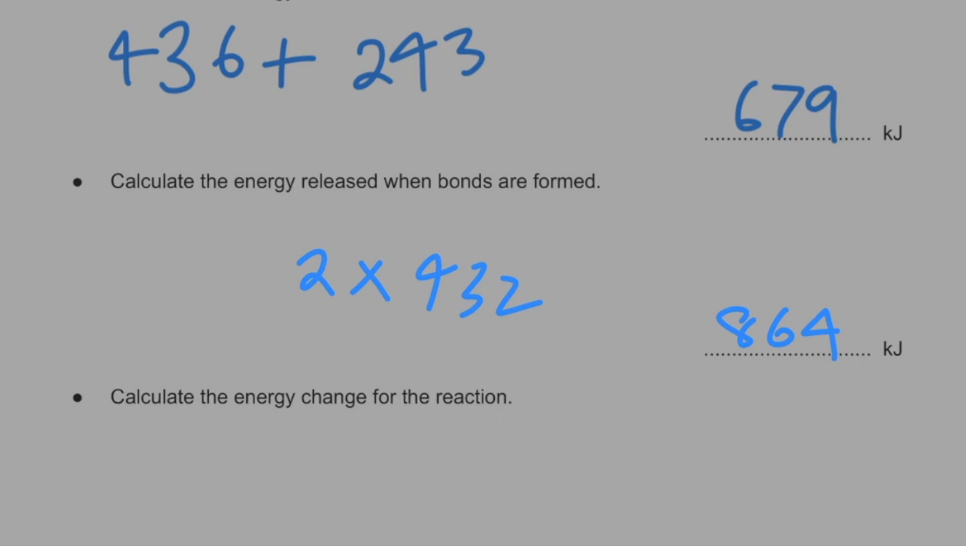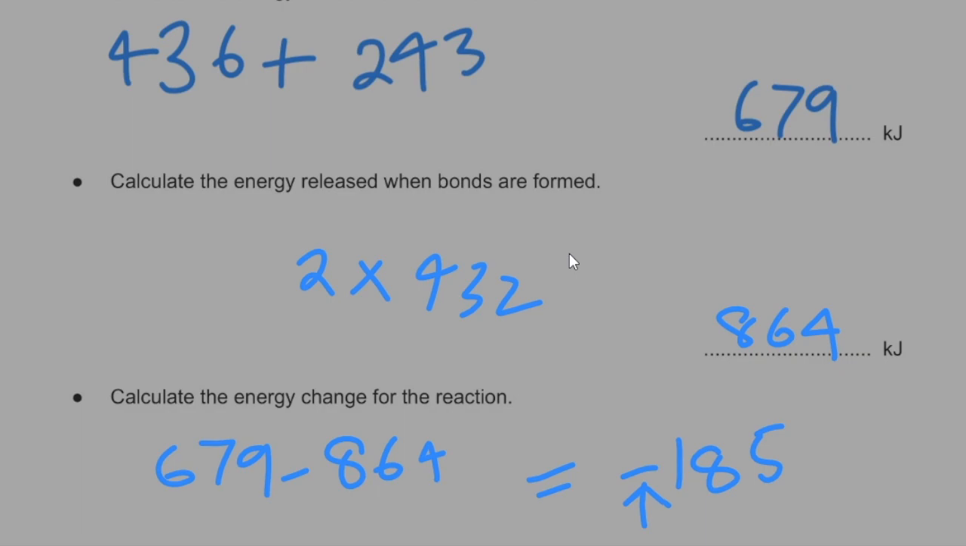Alright, calculate the energy change for the reaction. So you subtract the energy given out from the energy which was required or taken in. And so this gives the answer as negative 185. This negative sign over here represents that the reaction is exothermic.